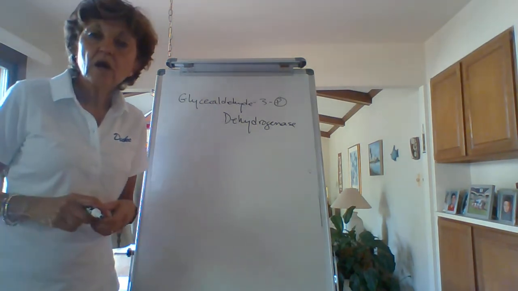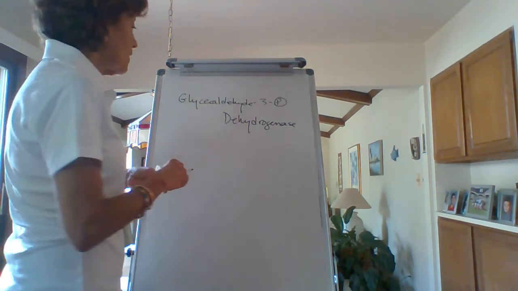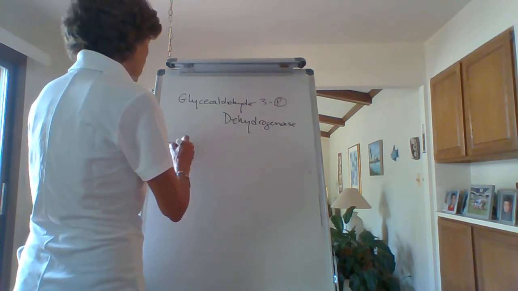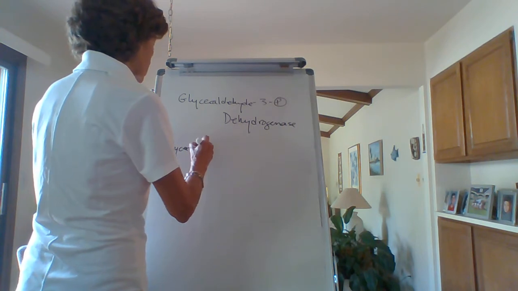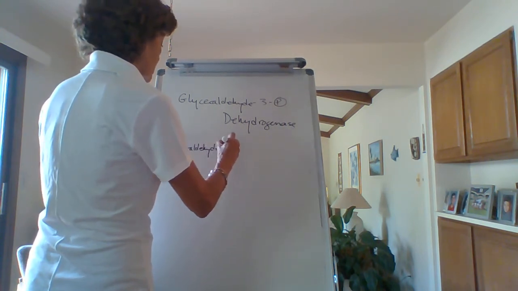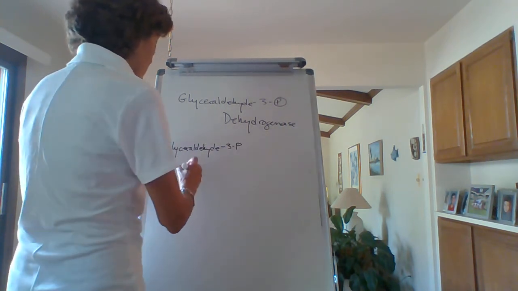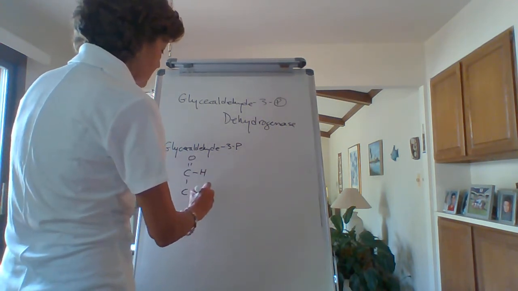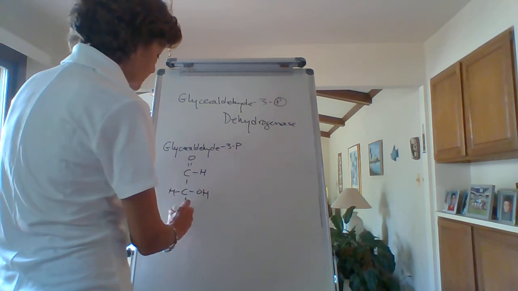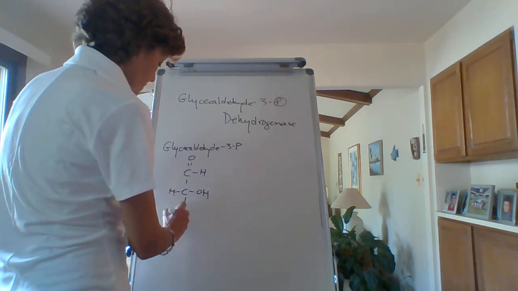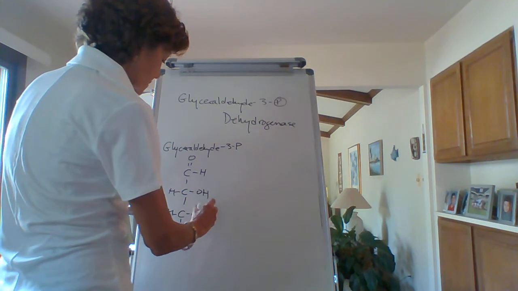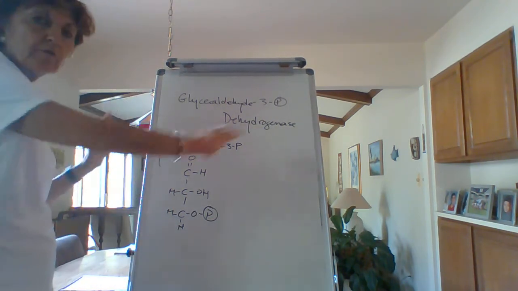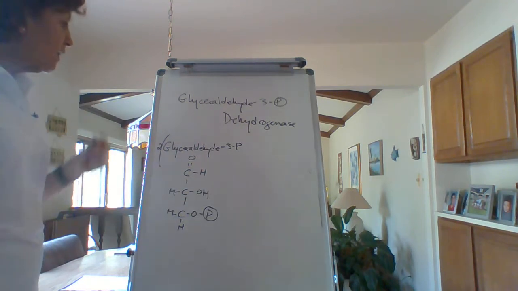All right, so what is going on? You've got glyceraldehyde 3-phosphate. And remember, I drew glyceraldehyde 3-phosphate for you guys. How many of them do I have? I have 2 of them. There's a phosphate here. I have 2 of them. Okay. Everything's going to be doubled from now on.